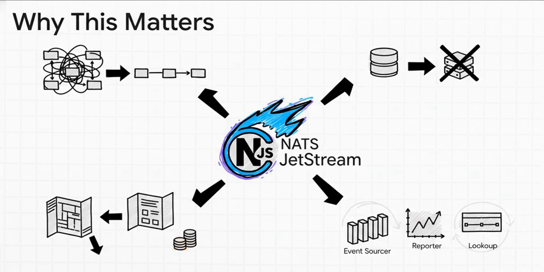I mean, think about it. We just built a rock-solid event sourcer, an on-demand reporter, and a lightning-fast lookup, and we did it all from the exact same stream of data. This means you might not need that separate database or that caching layer. And that drastically lowers your upfront design costs and lets you move so much faster.